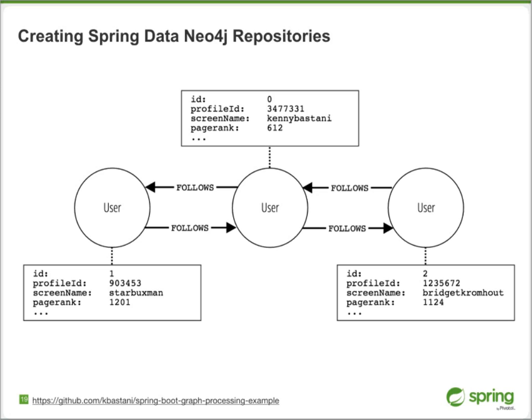So now we have our domain classes and repositories that we can use to manage entities in our Neo4j database. We can now import data from the Twitter API so we can perform scheduled PageRank operations on Apache Spark.